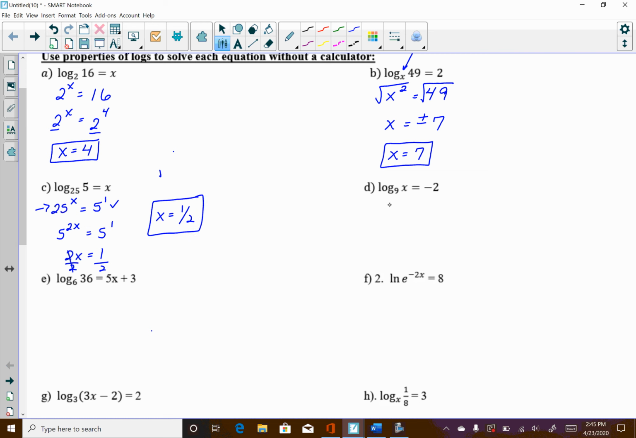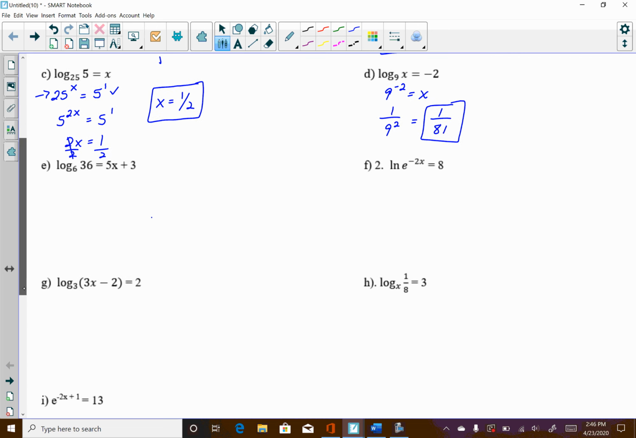Moving over to letter D, going from logarithmic to exponential form, so 9 raised to the negative 2 equals x. We saw in the previous section 5.3 and 5.4 notes at the top, I gave you a recap of exponent rules. Remember, if you have a negative exponent up top, it's legal to move it down to the bottom, and that makes it positive. Or if it's negative on the bottom, you can move it to the top, and that would make it positive. And then 1 over 9 squared can just be reduced to 1 over 81. Final answer.